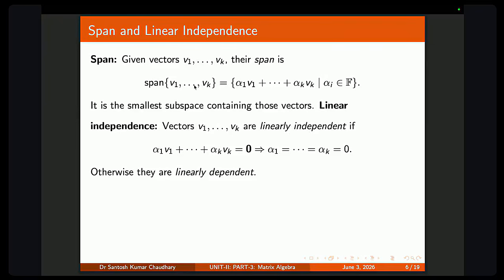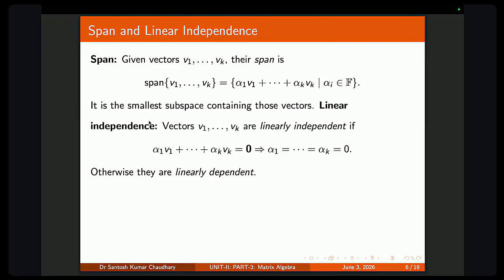So the span of v1, v2, vk is actually the set of all linear combinations, where alpha i belongs to the field F. Mostly the field we consider is the set of real numbers or the set of complex numbers. When you say vector space over R, it means F is R actually. When you say vector space over C, then F is C actually. So it is the smallest subspace containing those vectors. The span of v1, v2, vk will also form a subspace, and this will be the smallest subspace containing all those vectors. If you take any other subspace containing these vectors, that will be larger than the span.